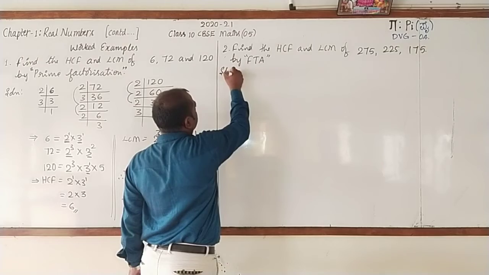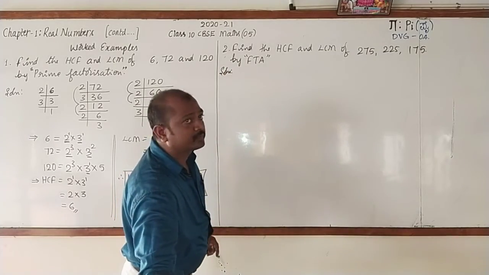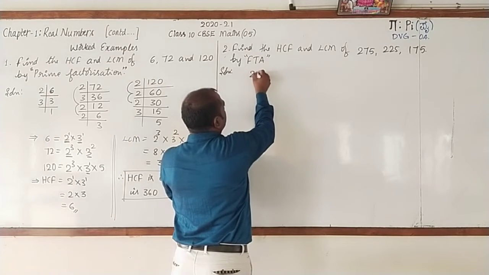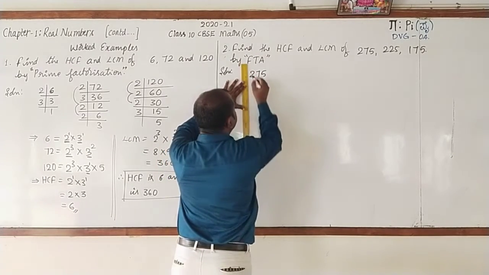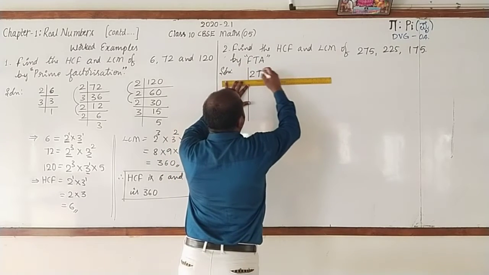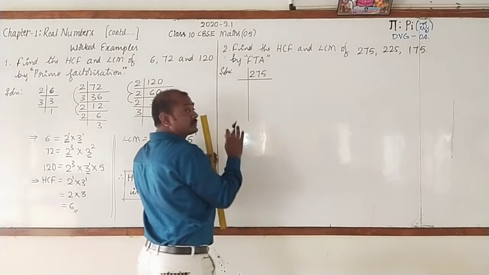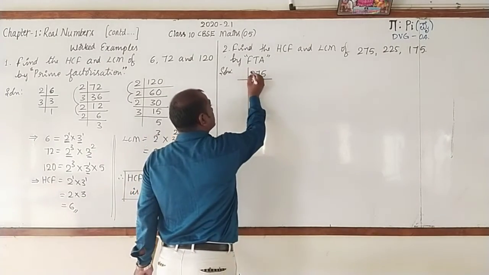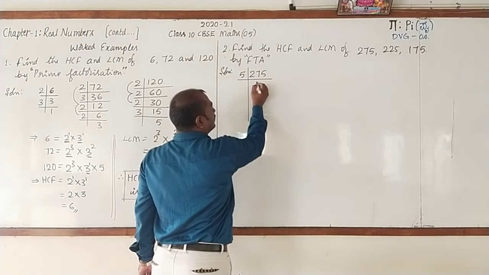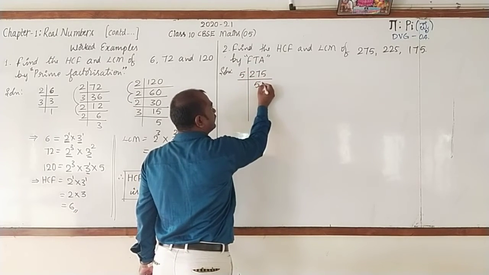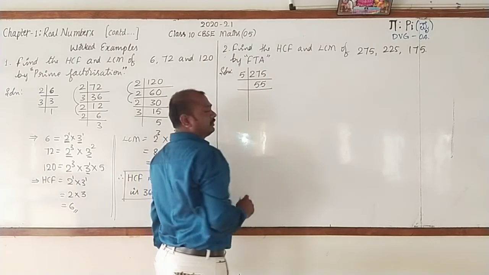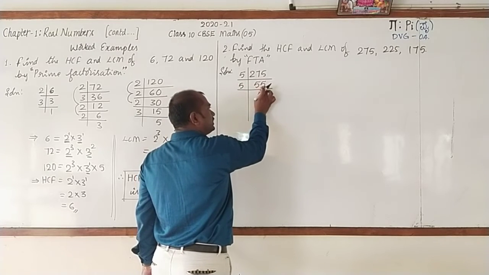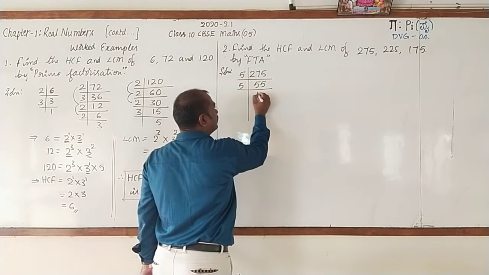Here I'm writing the solution. As I said, first you have to find out the prime factorization of each number. First, 275. I go for using the scale. You should also follow the same, like this. It looks neat. Now, as the number ends with 5, you can start dividing it by 5. 5 5s are 25, 2 will remain, 25. Again, 5 5s are 25. Clear? Next, here, as it ends with 5, again divide it by 5. 5 1s are 1.